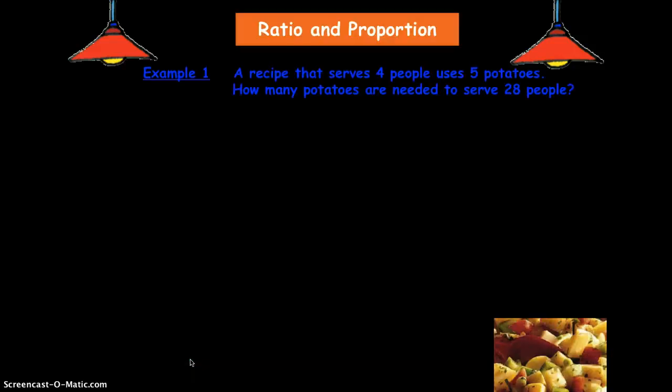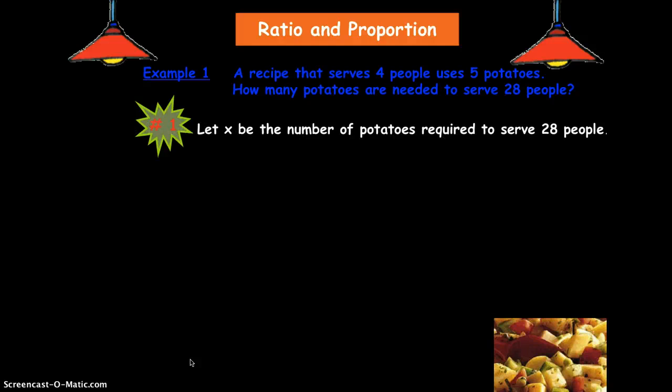Second example. A recipe that serves 4 people uses 5 potatoes. How many potatoes are needed to serve 28 people? I'm showing you a different way of thinking. So number 1, I'm going to write, let x be the number of potatoes required to serve 28 people, because we don't know, and that's what we're looking for, how many potatoes. So we just represent potatoes by x.